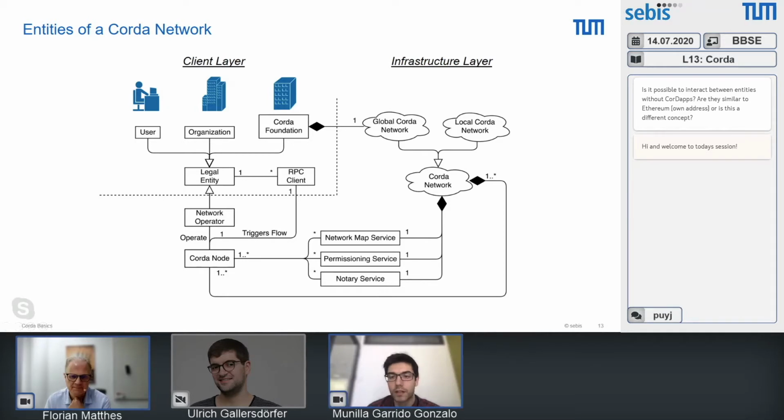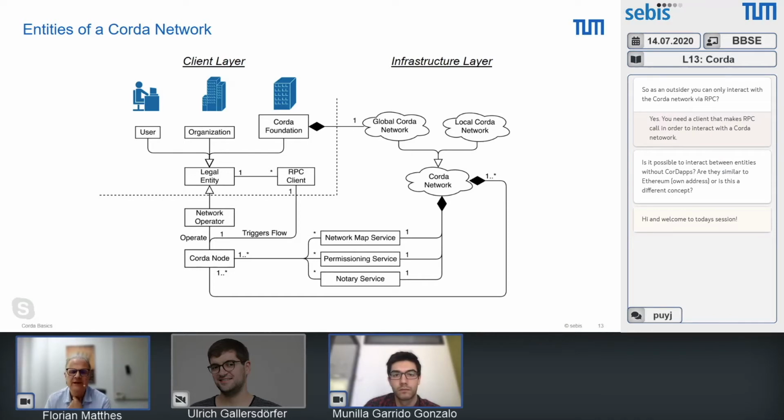So there is one that is interesting. The question is, an outsider can only interact with the Corda network via RPC calls. Exactly. That's the idea, that the interaction with the network doesn't take place with the Corda nodes and the content here, but through the RPC client. I could also imagine that there are ways to ask queries to some of these nodes, but I didn't see examples of that.